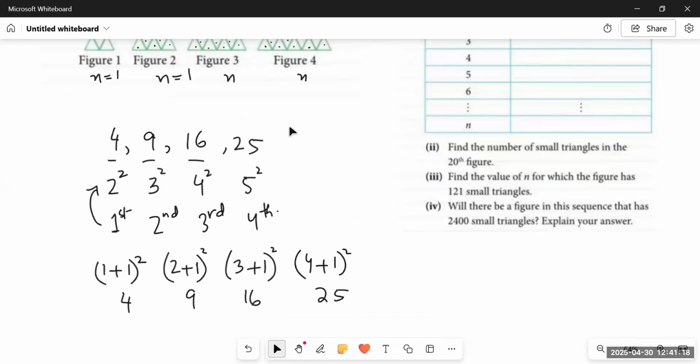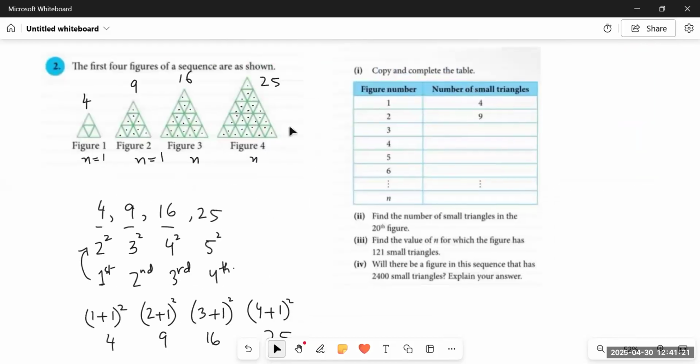You see? So now we have to solve the questions. Copy and complete the table. Figure numbers are given and we have to find the number of triangles. In figure number 1, we have 4 triangles. In figure number 2, we have 9. In figure number 3, we will have 16, then 25, then 36, then 49. So for n, it would be n plus 1 to the whole square. Whatever figure is given, we simply add 1 to it and then find the square of that sum to find the number of triangles in that particular figure. That is what is happening over here.